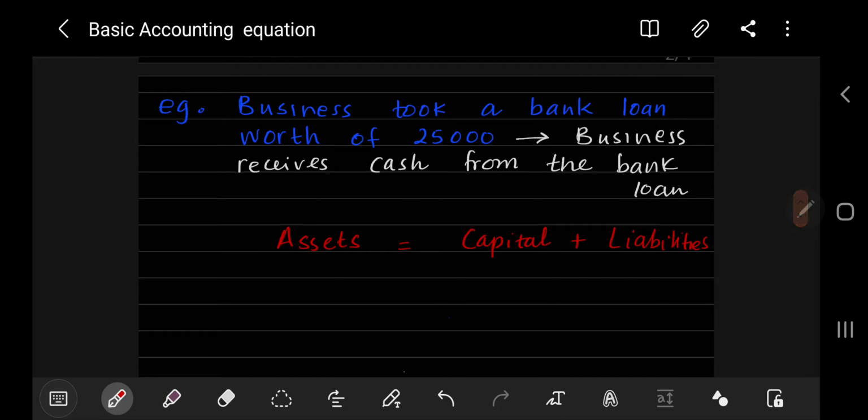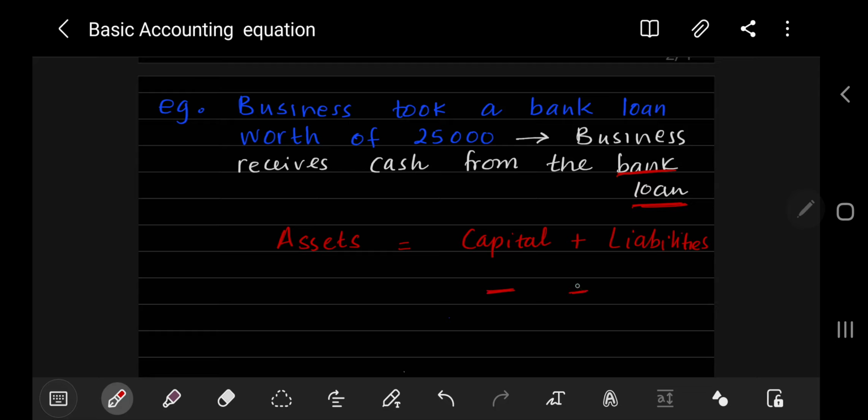So let's discuss this in relation to the following example. The business took a bank loan worth 25,000. So here, the resource or the cash is invested in the business not by the owner but by a bank loan. Therefore, it is not owner investment.